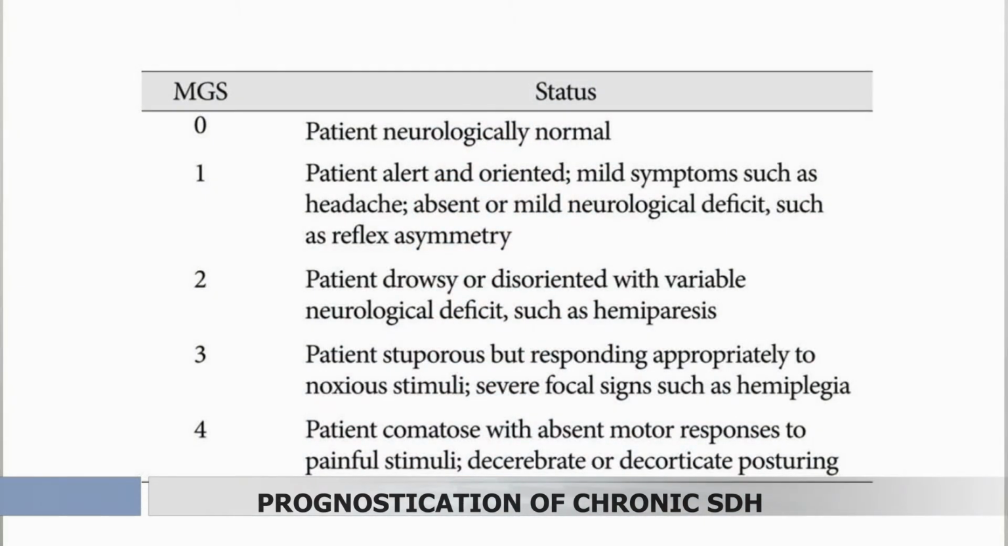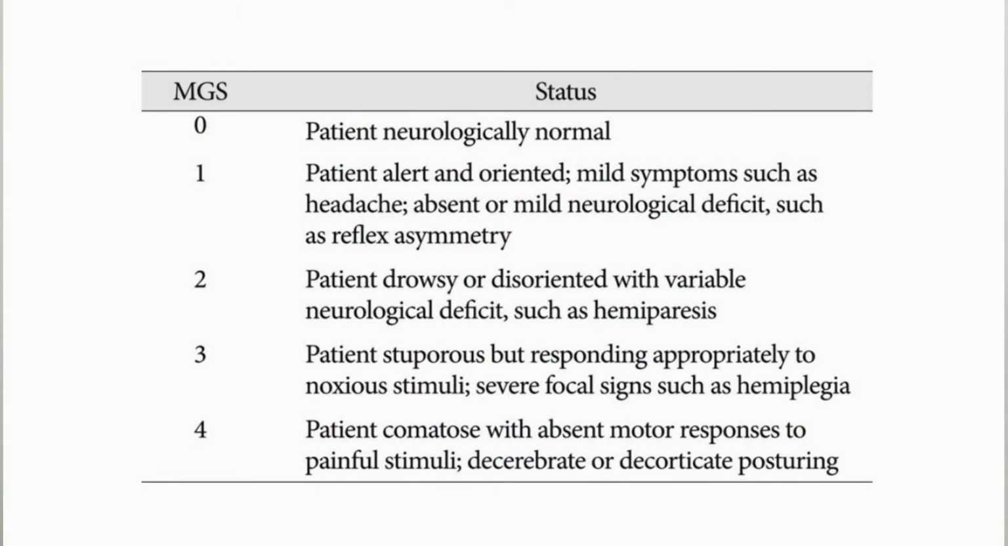Now, chronic subdural hematomas were described as the great neurological mimic. Okay, so they can essentially mimic anything. You can have memory disturbances, you can have limb weakness, you can have confusion. The Markwalder prognostication score is a score from 0 to 4 and essentially based on the clinical condition of the patient. Okay, you can see this on the screen in front of you.